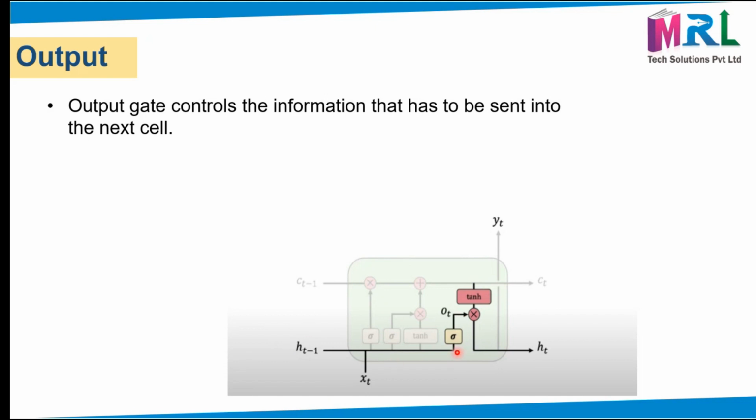And the final one is the output gate. The output gate controls the information that has been sent to the next cell. From this cell to this cell, if you want, you can send this to the next block, and you can send that to the working automatically. So what we are going to do is just pass the information. The recurrent neural network learns like this.